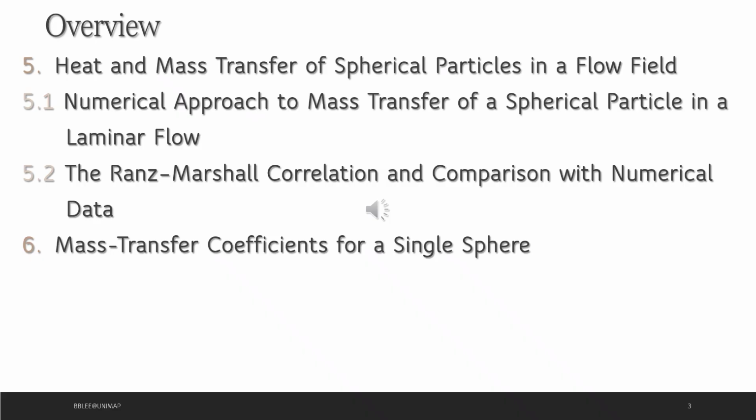Number 5, heat and mass transfer of a spherical particle in a flow field, including the numerical approach to mass transfer of a spherical particle in a laminar flow, and then the Ranz-Marshall correlation and comparison with numerical data. Lastly, the mass transfer coefficient for a single sphere.